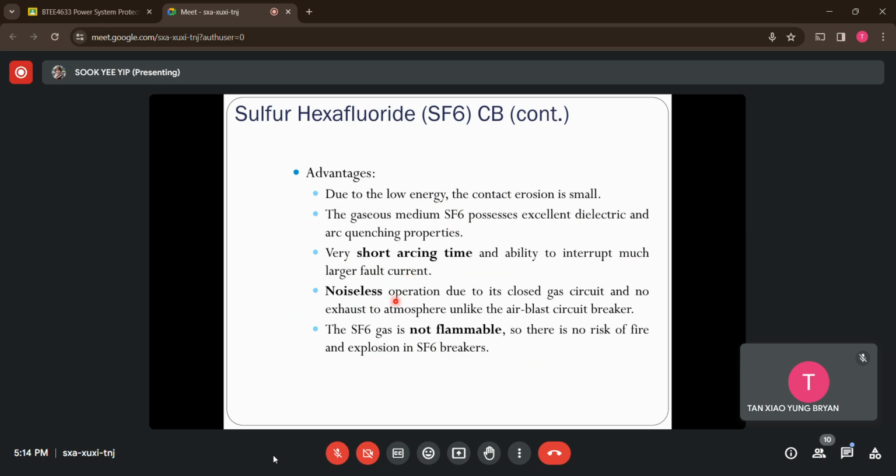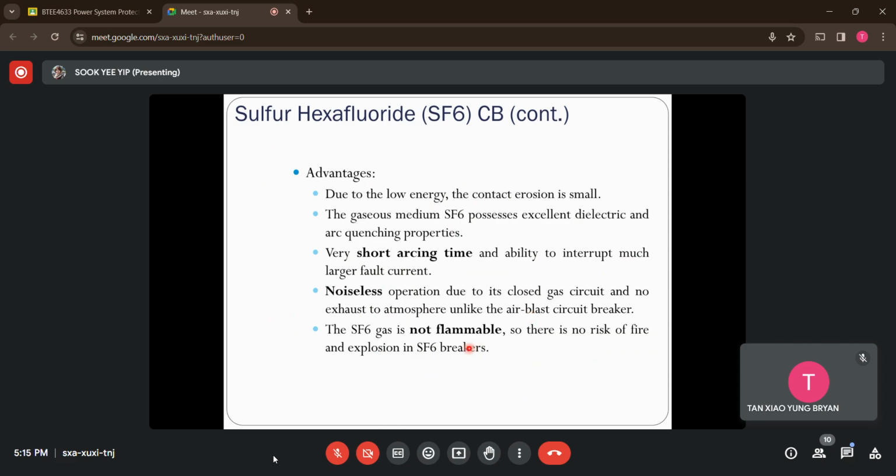So if we compare with the air-blast circuit breakers, there is no need for compressors. So whenever it operates, we have noiseless operation. This is due to its design. It is well enclosed inside. The movement of the SF6 gas is through the pressure difference inside the puffer cylinders. And at the same time, there is no discharge of the arcing byproduct to the atmosphere, compared with the air-blast circuit breakers. So that is basically its advantage as well.